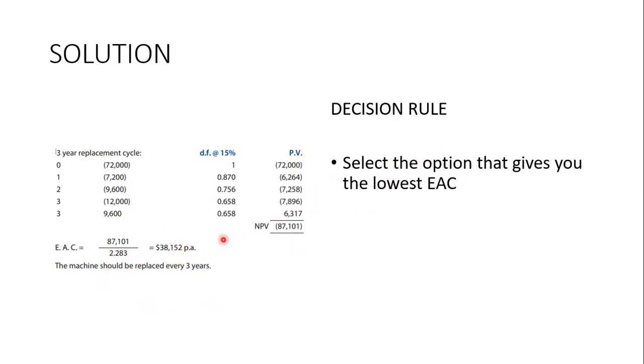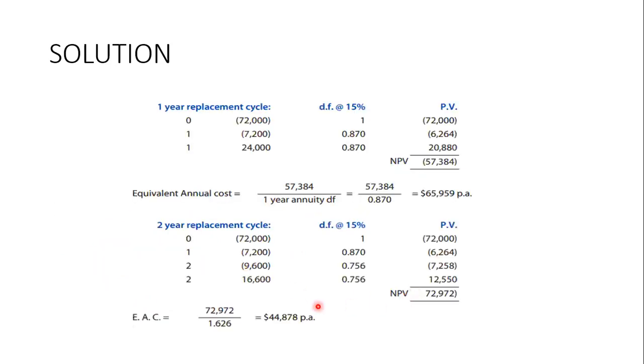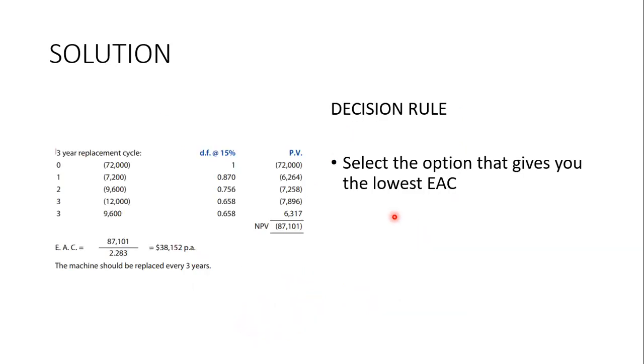Let's see here. This is giving us 38,152. This is giving us 44,000. This is giving us 65,000. So obviously the lowest cost is thus 38,152 Ghana cedis. And so this is the choice, or this is what we are going to take. So the machine would have to be replaced in year 3 because it gives us the lowest cost. Okay. So this is straightforward.